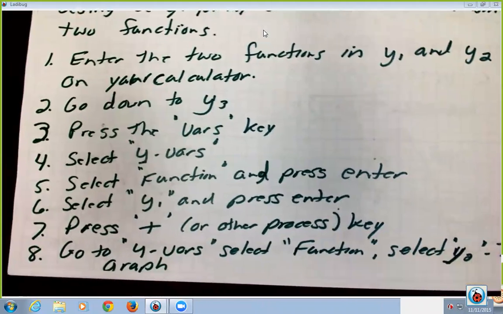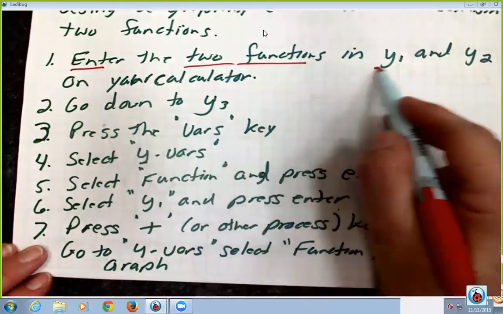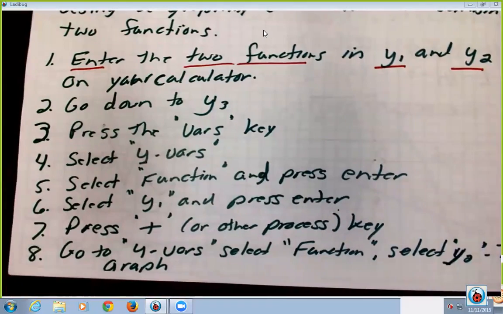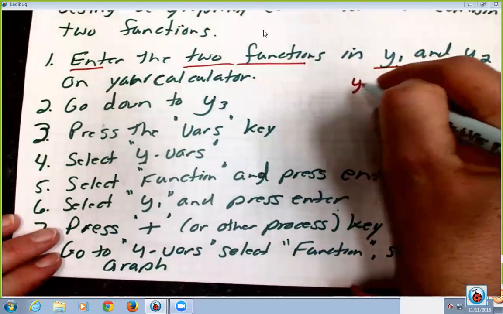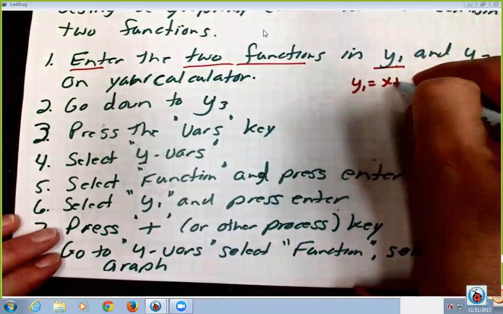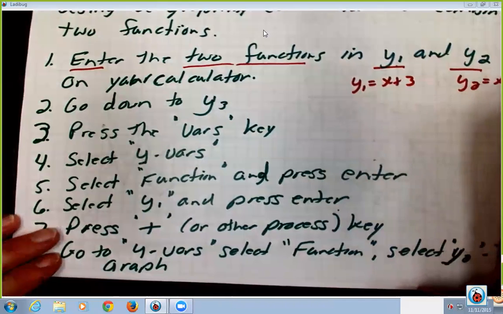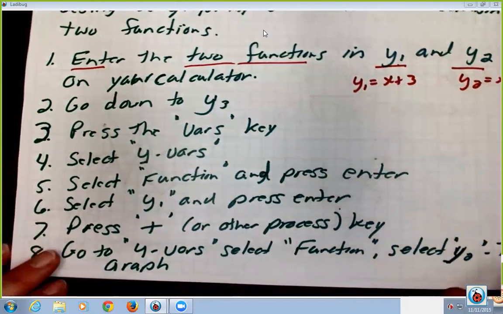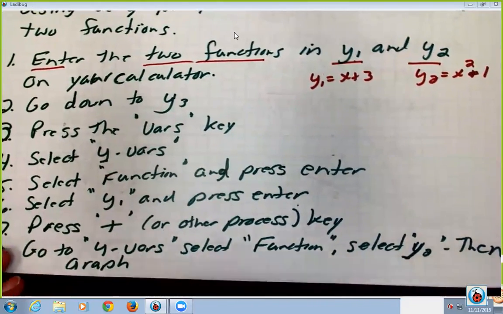To abbreviate what's in here, you're going to enter your two functions as y1 and y2, okay? So let me give you an example. If y1 is x plus 3, and y2 is x squared minus 1, I'm going to stick those into my calculator. So let's stick those on here.